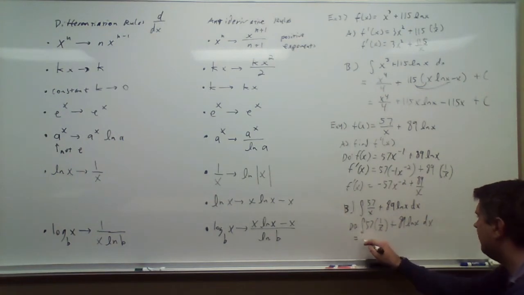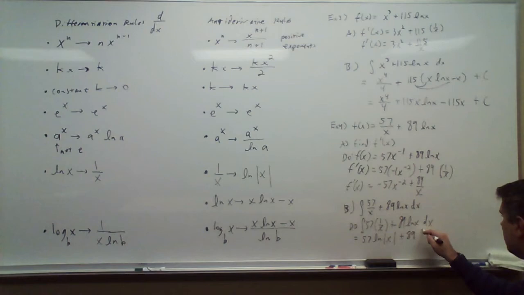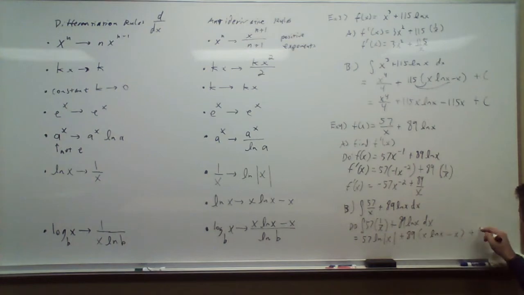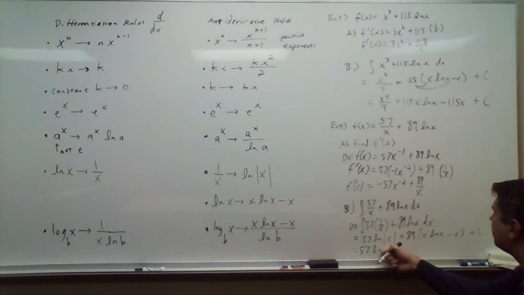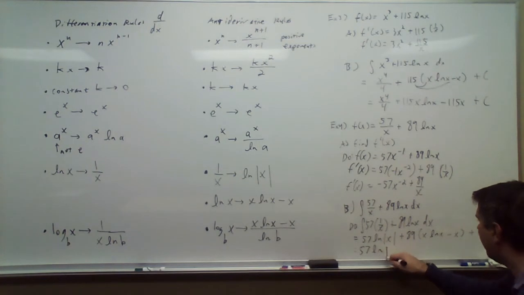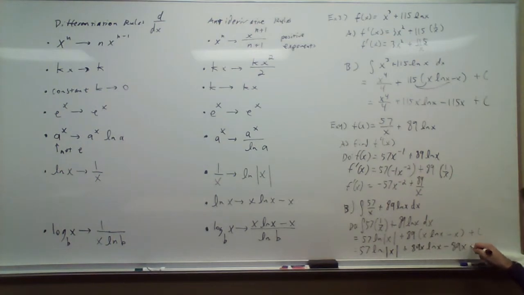So this will be 57 natural log of the absolute value of x, plus 89 times x natural log of x minus x, plus c, which gives me as the final answer 57 natural log of the absolute value of x plus 89x natural log of x minus 89x plus c. Okay, and that will suffice for this problem.